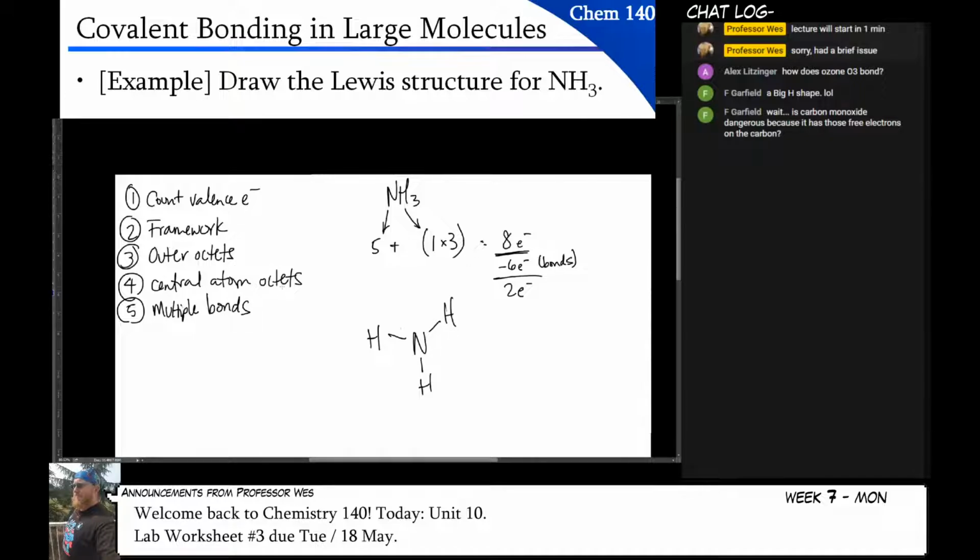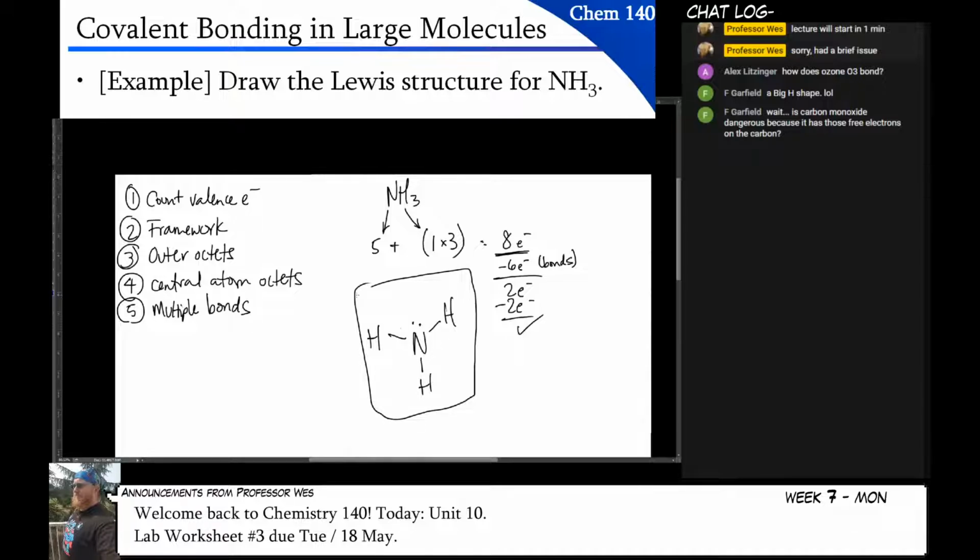Step 4 is central atoms need an octet. Well, my nitrogen doesn't have an octet. I have 2 electrons left. Let's just put them there. I've used all the electrons. I don't need to make multiple bonds because everything has an octet already. My nitrogen's good, so this is the correct Lewis structure for ammonia.